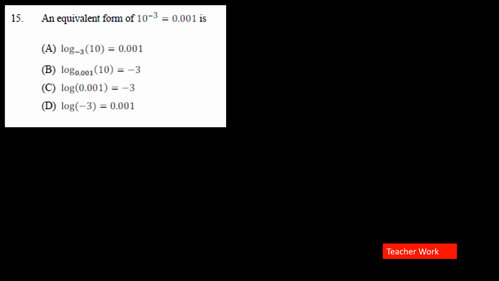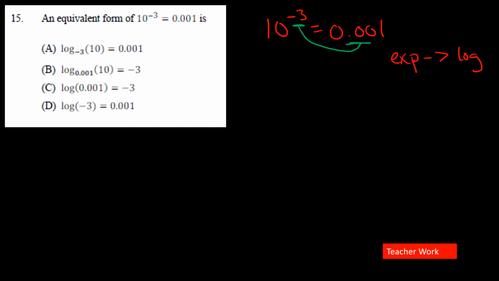This one here, the equivalent form of 10 to the negative 3 equals 0.001. So we're going from exponential to logarithmic form. You'll recall when we do this, we always change that exponential value with the equal value here. And when we do, we add a logarithm. So log base 10 of 0.001 is equal to negative 3. And this is our answer.